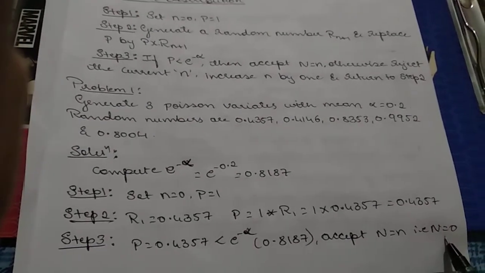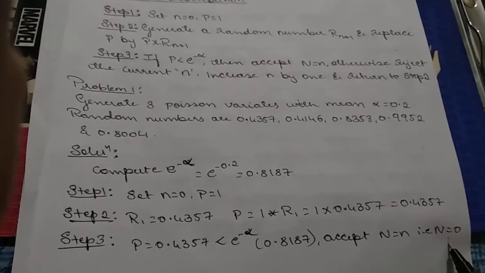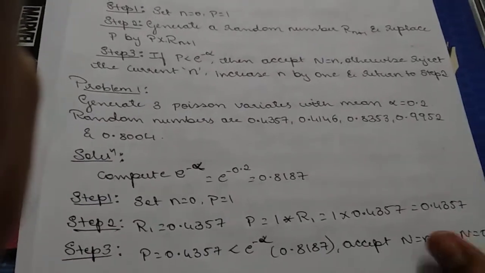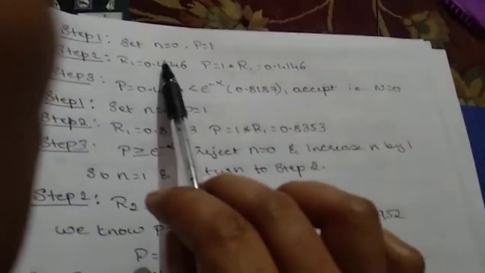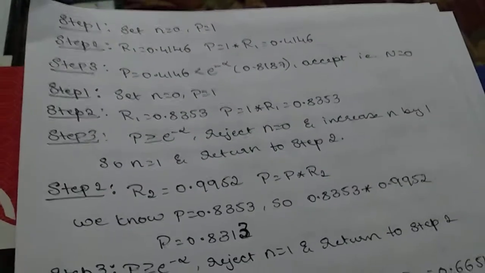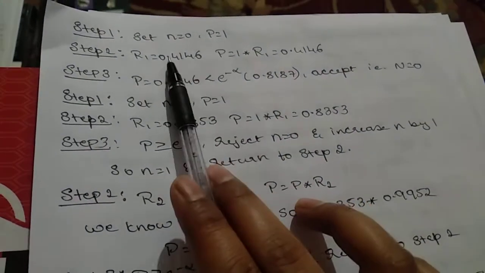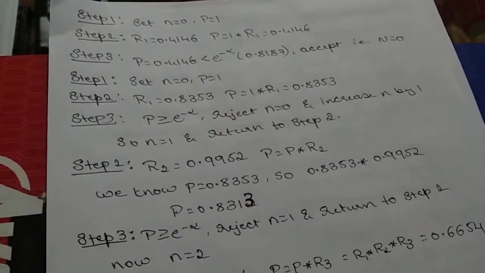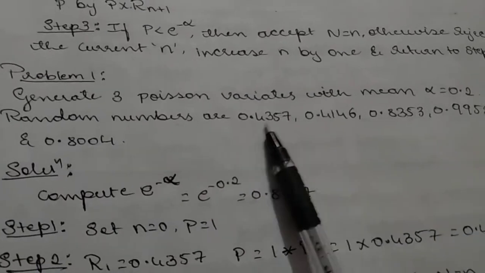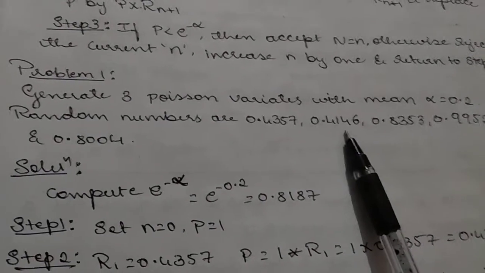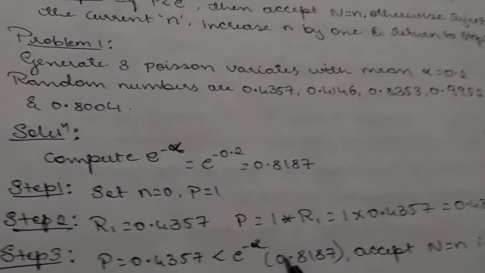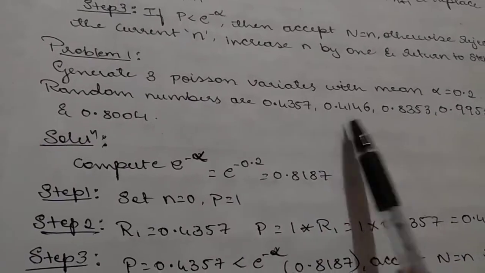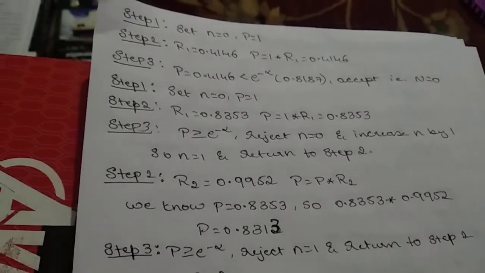Again you have to continue with the steps because you have to generate 3 Poisson variates. Still we have generated only 1. So again just go with step 1. Set n is equal to 0 and P is equal to 1. Then I'll take the second random number, that is 0.4146. See, this is the second random number. Once it is accepted, you have to just leave. Then you have to go for the second random number.